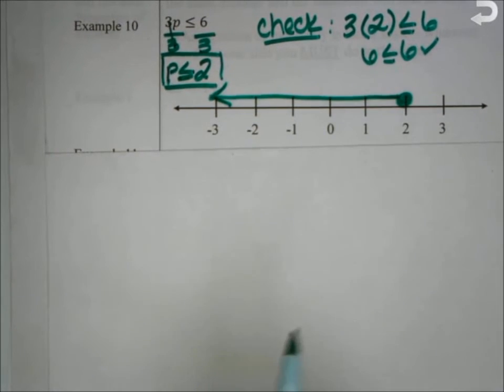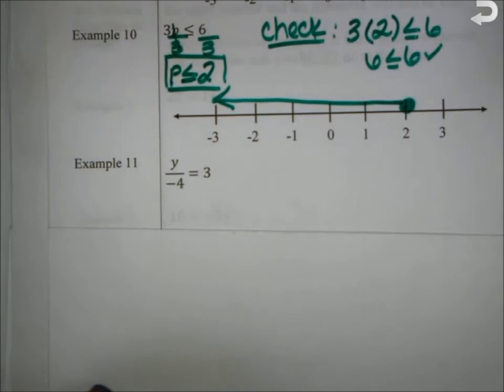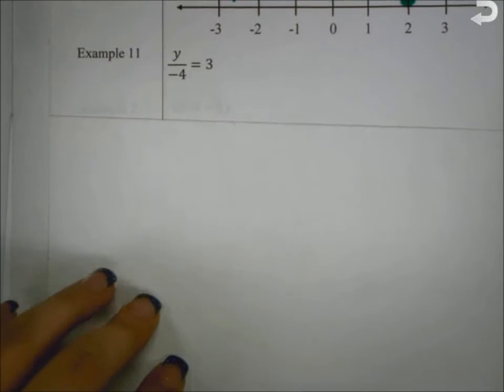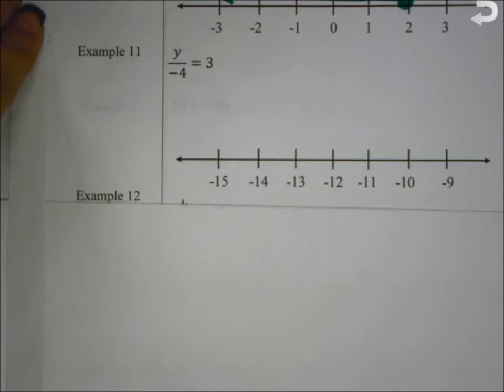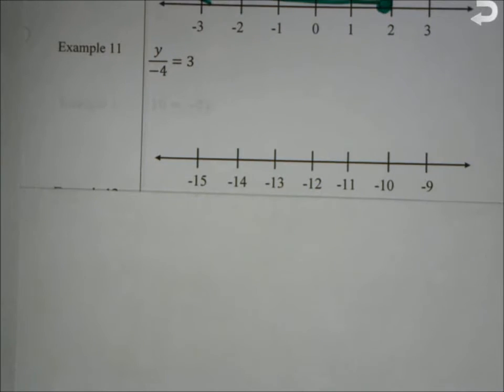Example 11. y over negative 4 equals positive 3. You need to graph that as well. Alright guys, so we have y divided by negative 4 equals 3. So what am I going to do to solve for y? Who's in 32? Savannah, what do I do to solve for y here? Exactly. We are dividing by negative 4 in this problem, so to get rid of it, we do the opposite. So we multiply by negative 4.